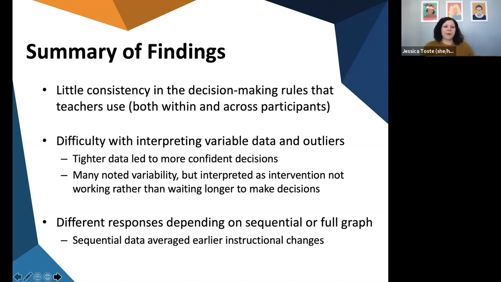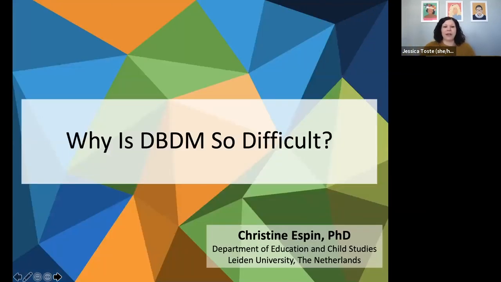So that's a brief summary of how teachers, in this case pre-service teachers, would look at a graph and think about how they would make that very simple decision, or what we assume to be a very simple decision of would you adjust instruction, yes or no. And so I'm going to turn it over to Chris to talk in a little more detail about why that decision is so difficult.